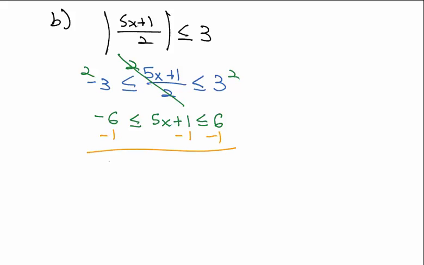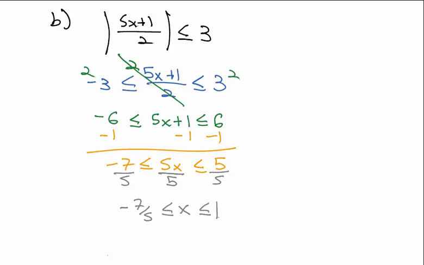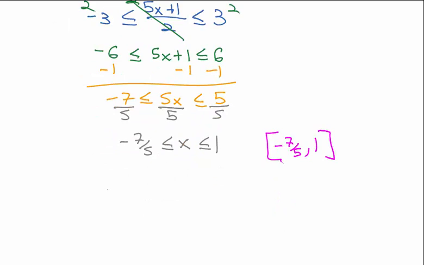Subtracting 1 from all three parts gives us negative 7 is less than or equal to 5x, which is less than or equal to 5. And finally, dividing by 5 to get the x alone gives us negative 7/5 less than or equal to x, less than or equal to 1. Or in interval notation, with square brackets, because we're or equal to, we're between negative 7/5 and 1. Let's try one more example that might be a little bit more involved.